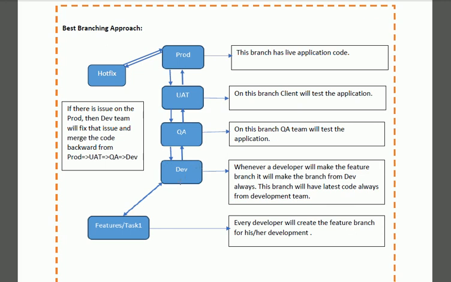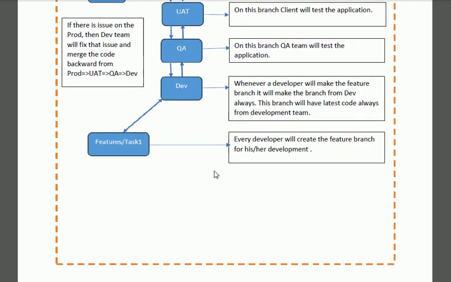The first one, from feature to dev, dev to QA, QA to UAT, and UAT to production, is known as forward merging. Every branch has a special purpose that you can see on the right hand side. Production branch is for the live application, UAT for the client, QA for the QA team, and dev is the branch where we have the latest code from all the team.